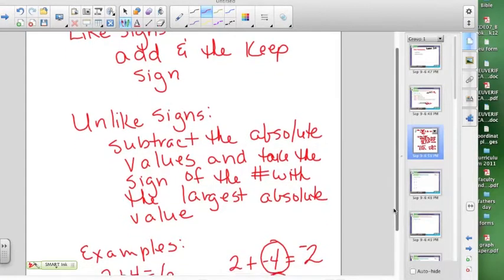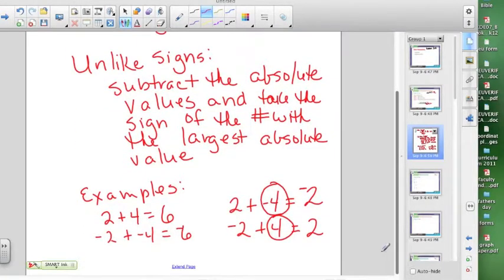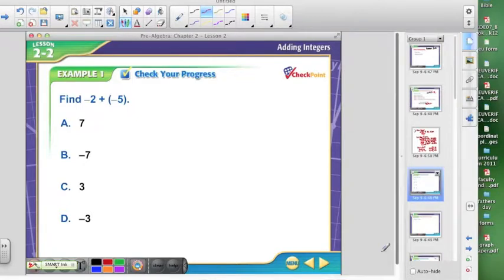Okay, so let's practice some of those. Here we go. All right, negative 2 plus negative 5. Like signs, so what do we do? Keep your foldable in front of you till you get these rules memorized. Like signs, you just add and keep the sign. So 2 plus 5 is 7. They both have a negative sign, so my answer is going to be negative 7.